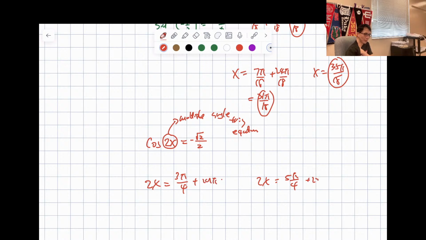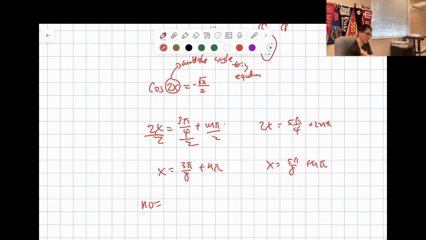And plus 2m pi. So now you divide by 2 on all of them. So that's going to be x equal to 3 pi over 8 plus m pi. Does that make sense? X equal to 5 pi over 8 plus n pi. And this one's easy because n equal to 0, you're going to get 3 pi over 8 and 5 pi over 8. So we got two solutions already.